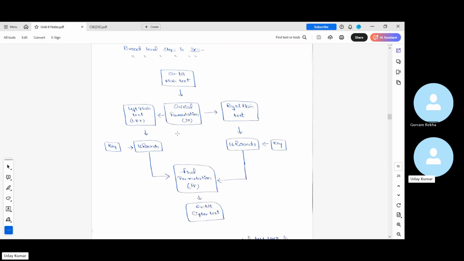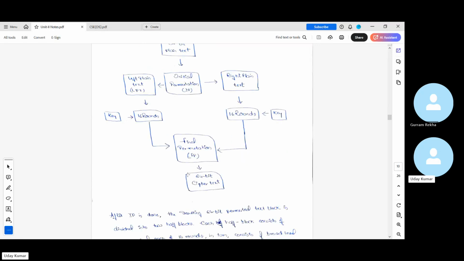And obviously for the plain text, the input is the plain text and the key, students. So you're going to provide the key, the left plain text and right plain text. And finally, you are going to get one text here. You are going to do a final permutation. And once you do the final permutation, the obtained text is considered as the ciphertext.